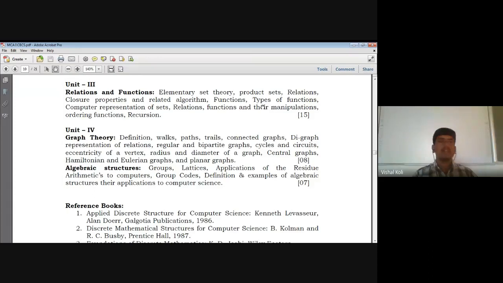After that we have to see the types of functions, computer representation of sets, relation functions and their manipulations, ordering functions and recurrence relation. That we have to see in the third unit.